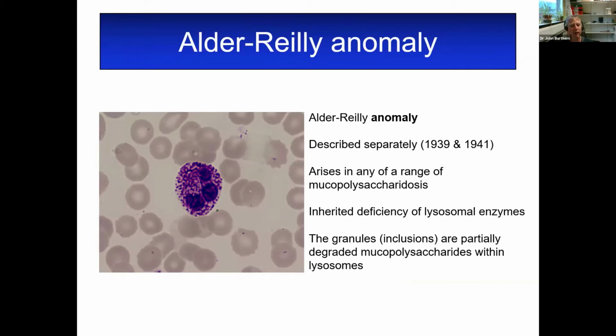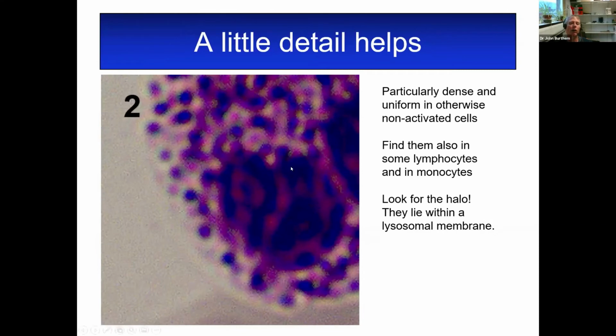Because these lysosomal enzymes are deficient, the partially degraded mucopolysaccharide remains inside the lysosomes, and we see these as granules. In actual fact, they should be called inclusions because they're not actually granules as we recognize them. One of the key features, if you're looking for them, is to go up to high power, where you see them surrounded by a very pale membrane. So you see the dark area in the middle, surrounded by an area of pallor. That's an inclusion body within a lysosome.